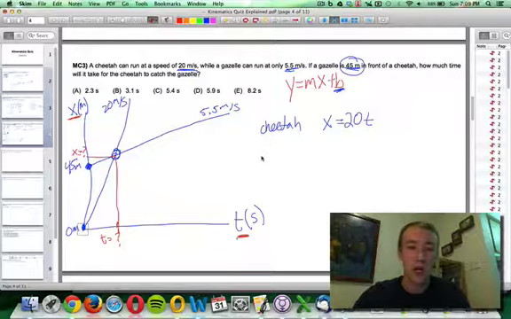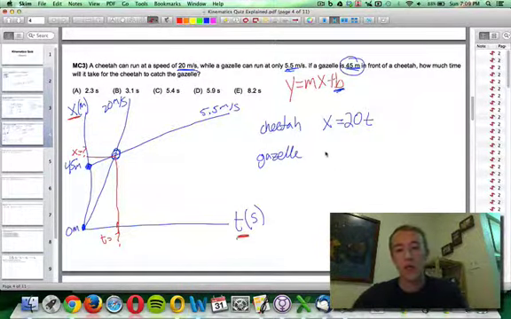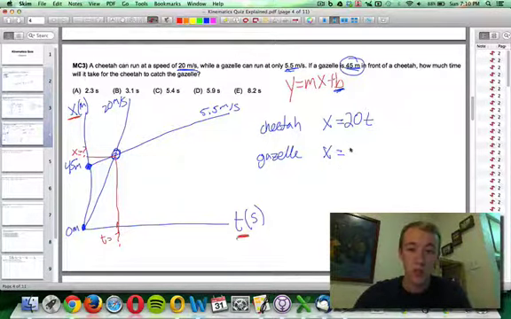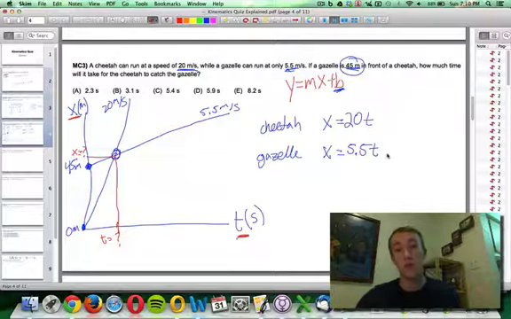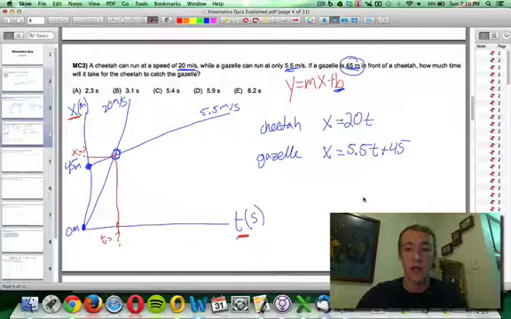Okay. Now we can do the gazelle. The position of the gazelle is going to be equal to the slope, which is 5.5 t. And then there is a vertical axis intercept there. Remember, the gazelle started out 45 meters ahead. So at time equals 0, the gazelle hasn't moved yet, but it is 45 meters ahead.